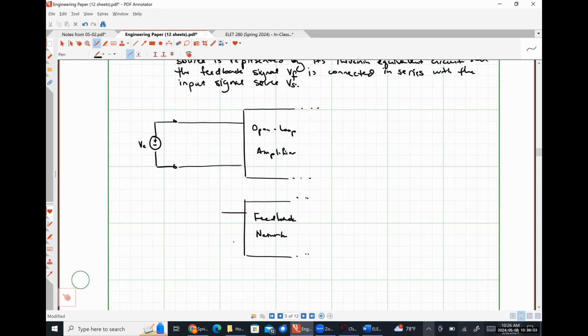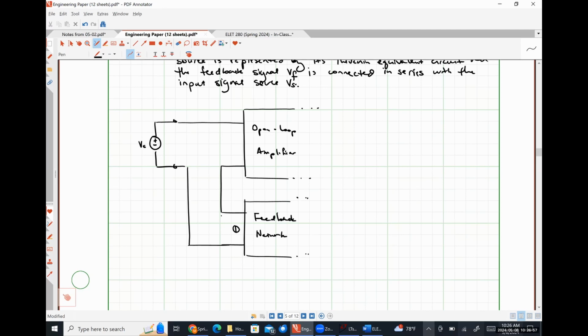Here are the terminals of our feedback network, and this is going to be port 1. If we want to put this in series, what we're going to wind up doing is breaking this path right here and connecting this guy up here like so.